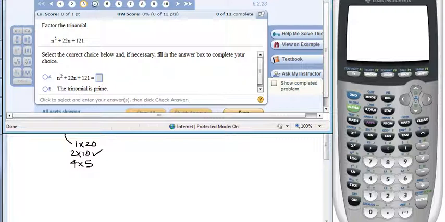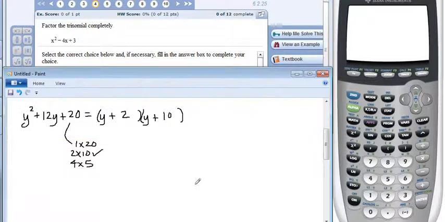I'll leave you alone on that one. Okay. So now we have different signs. We're going to use the same method though. Now we have a minus and a plus. That means these are both subtractions.